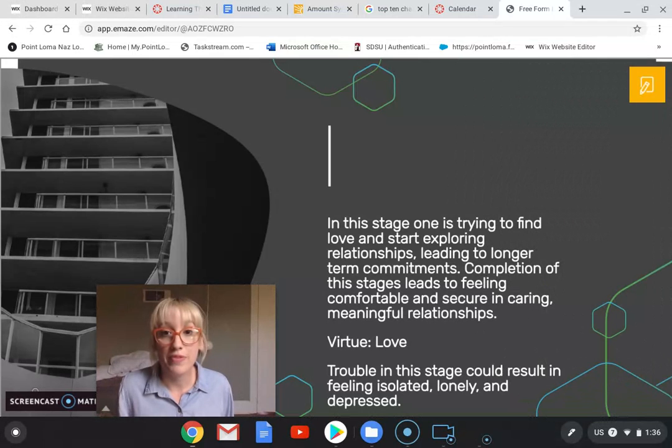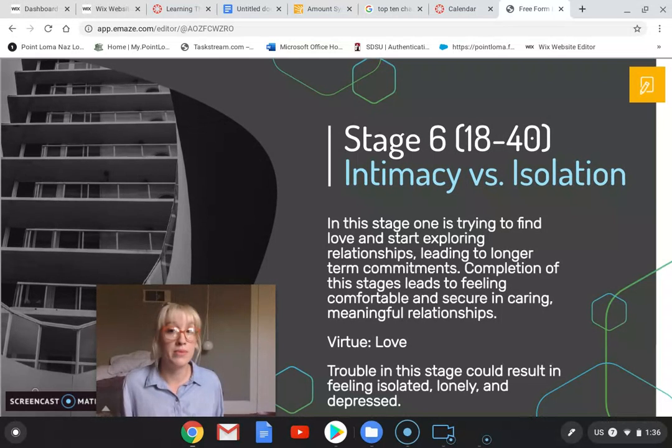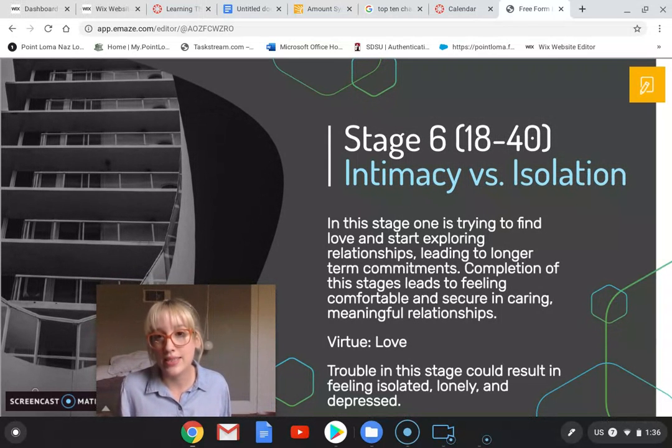Definitely. Moving on, stage 6 is age 18 to 40. Intimacy versus isolation. In this stage, one's trying to find love, and you experiment in exploring long-term relationships and commitments. So this is important, of course. Who doesn't want to find love? Completion of this stage leads to feeling comfortable and secure in these relationships. The virtue is love. Trouble in this stage could result in feeling isolated, obviously, lonely, sad, possibly.